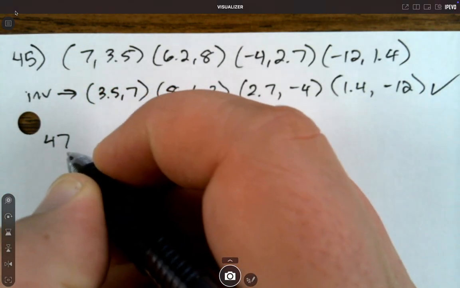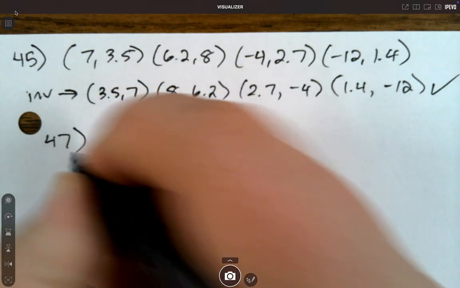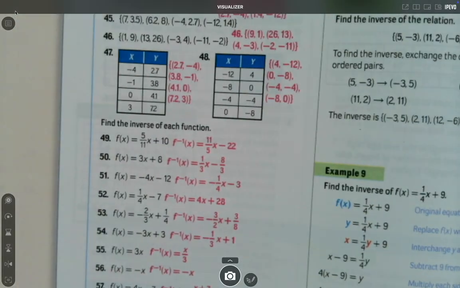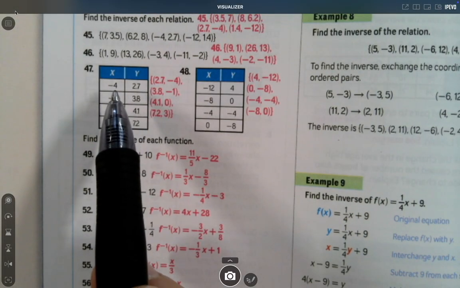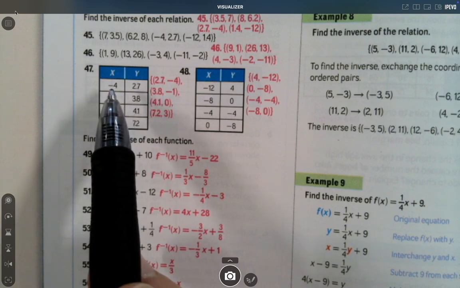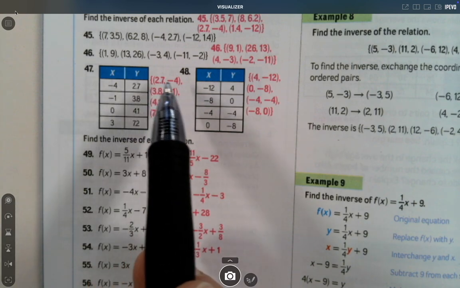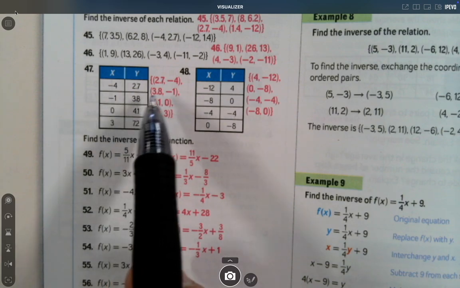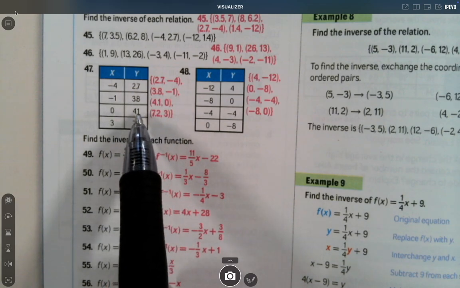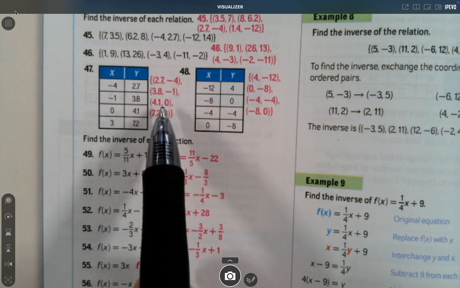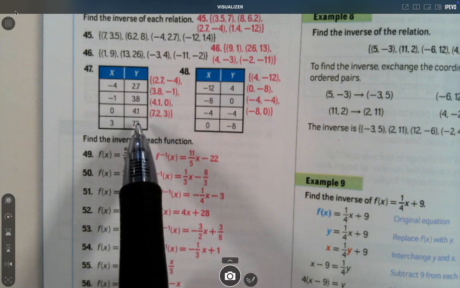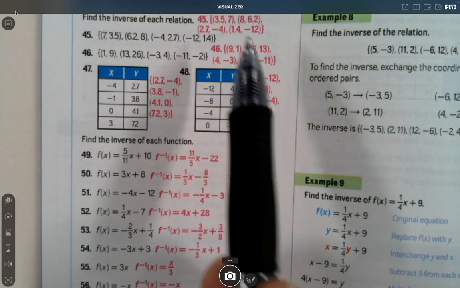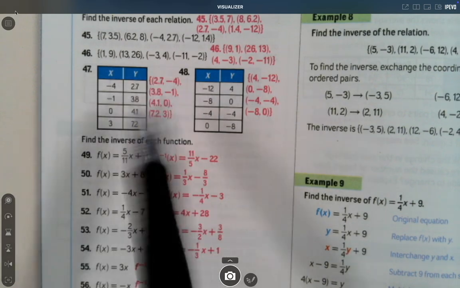That is the inverse of these points. 47 gives us a table. I am just going to show you that one. So same process, we just flip the x and the y. So instead of -4 first, we put 2.7 first, -4 second. We flip this order and put 3.8 first and -1 second. We put 4.1 first and 0 second. 72 first and 3 second. So when it's ordered pairs or a table, you literally just flip the x and the y.